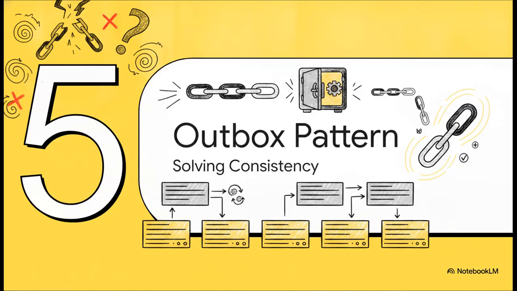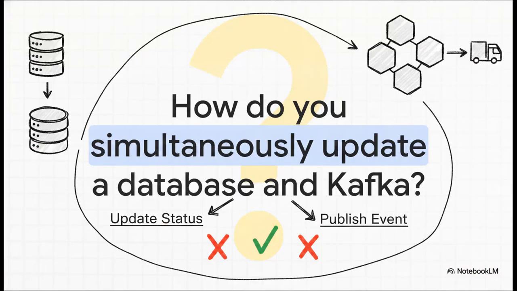Next up, Section 5, solving the outbox pattern. Let's look at a highly practical application and how CDC uniquely solves one of the most notorious headaches in distributed systems. I'm talking about the dual write problem. Imagine an order service that needs to update its own local database to change an order status, and simultaneously needs to publish an event to Kafka to reliably notify the shipping service. Doing both of these things reliably together is surprisingly tricky.